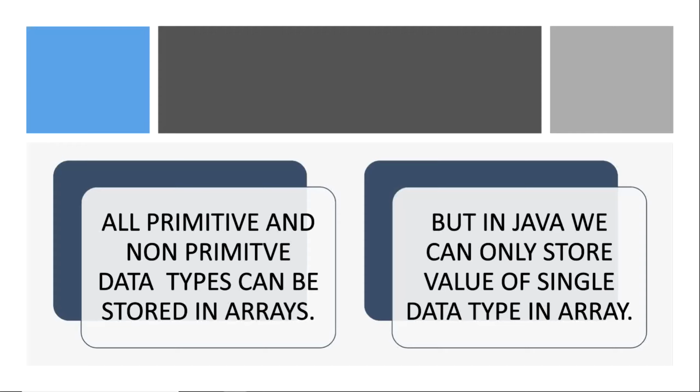But in Java, we can only store a single data type in an array. For example, if you have to store roll numbers, if you have to store some integer values, you can only store integer values. You cannot store an integer value and a character value, like we can do in Python, but in Java we cannot do that. We can only store data of a single data type. If you have to store integers, you can only store all integers. If you have to store characters, you can only store all characters. But you cannot mix integers and characters and store them.